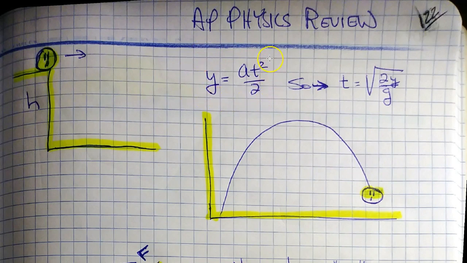y is equal to 1/2 at squared. So we rearrange that to solve for time, which is equal to the square root of 2 times the height divided by the acceleration due to gravity, and that tells us the time it takes for the ball to fall from this level until it hits the ground. If you're talking about a projectile or something bouncing, this time will tell you the time from the highest point to the ground, so you would need to double it to get the time in the air if the bowling ball bounced.